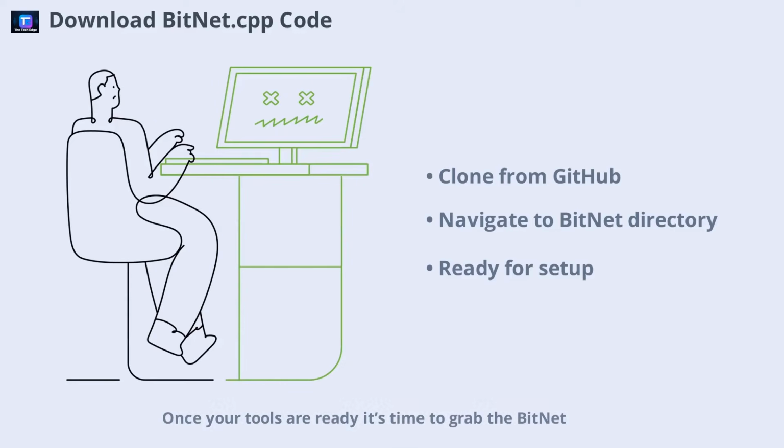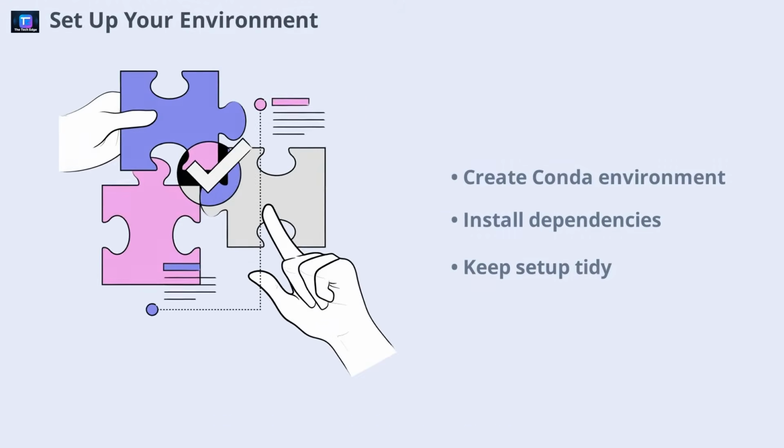Once your tools are ready, it's time to grab the BitNet.cpp code from GitHub. Open your terminal or PowerShell and use the git clone command to download the repository. Navigate into the BitNet directory to prepare for the next steps. This process is straightforward and ensures you have the latest version of the framework ready to build and run on your machine.